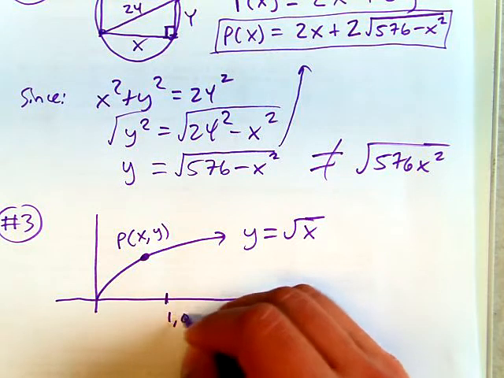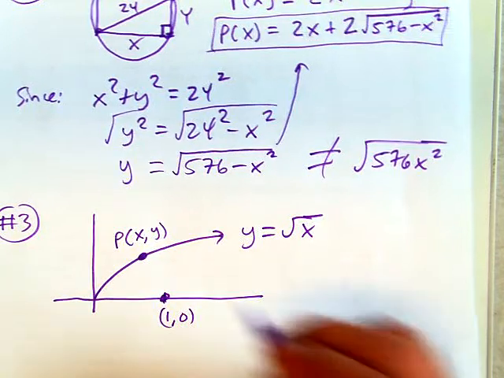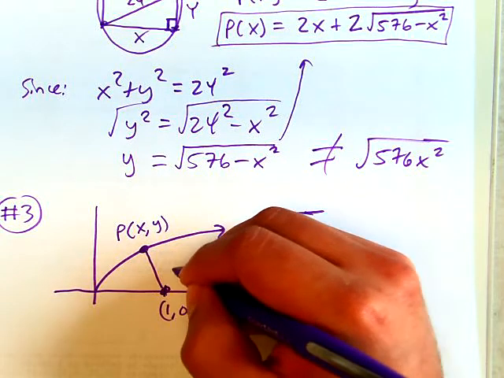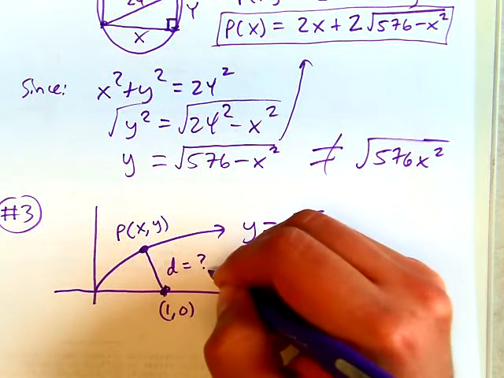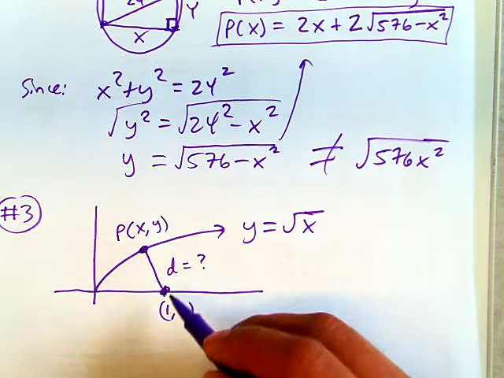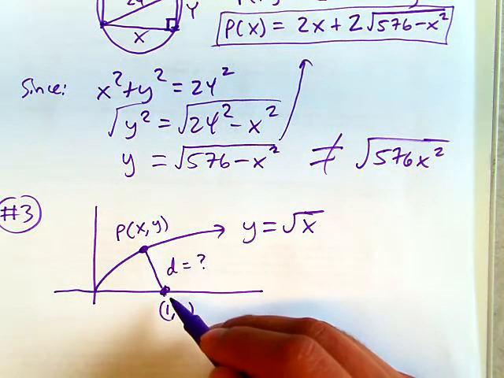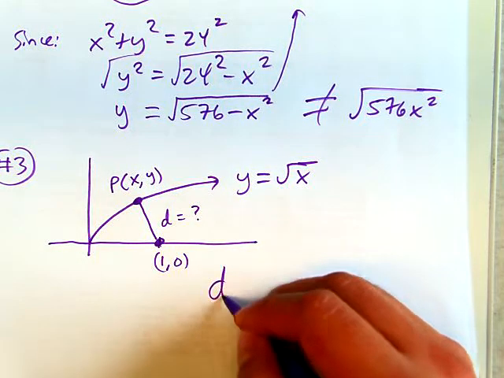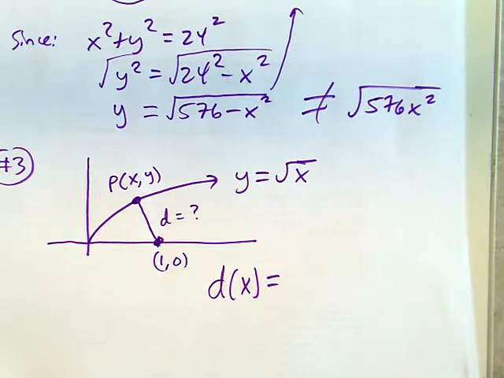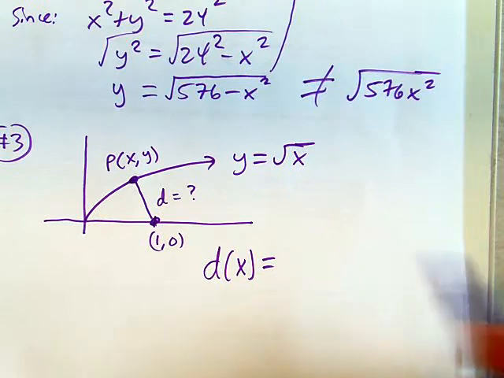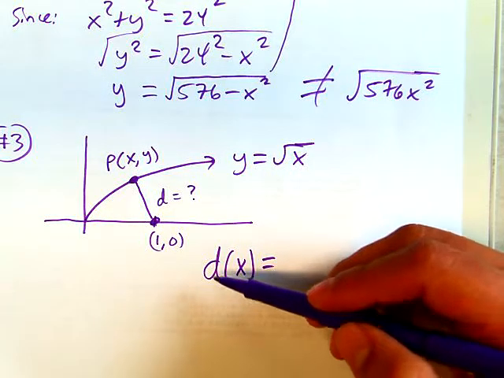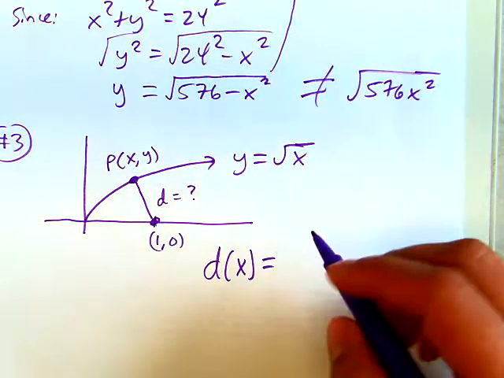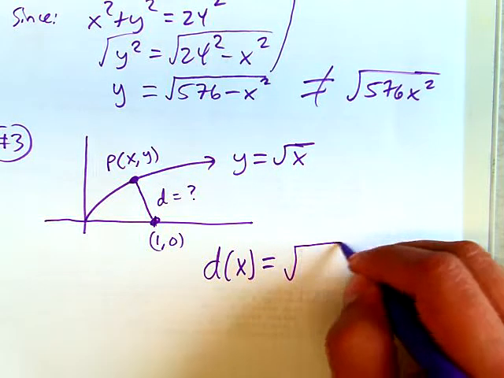We're given that we have a point 1 comma 0, and the question says, can we find this distance? Am I right? Making sure I remember it. Can we find the distance from any old point to the point 1, 0? And if so, what is it going to be so that it's only a function in terms of x? Do we know a formula that helps us find the distance from one point to another? Distance formula seems to make sense.